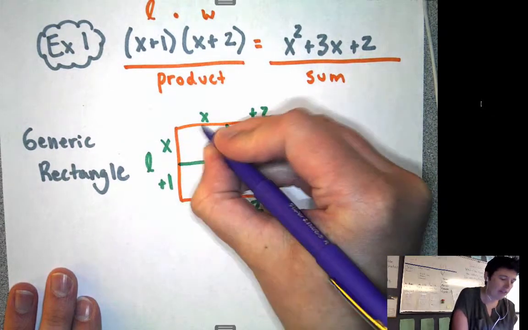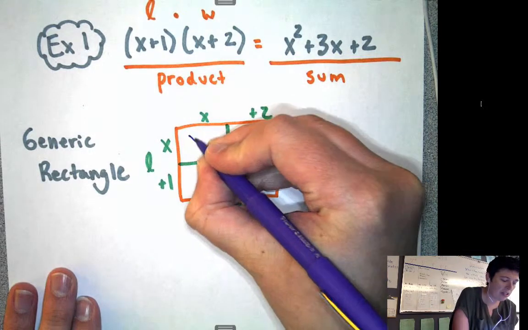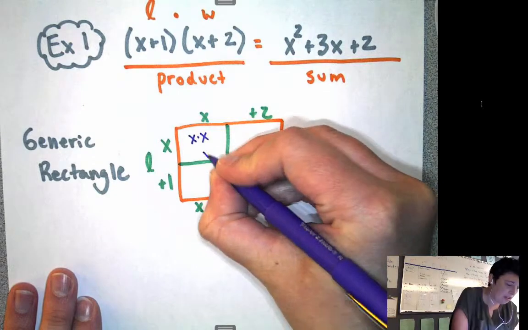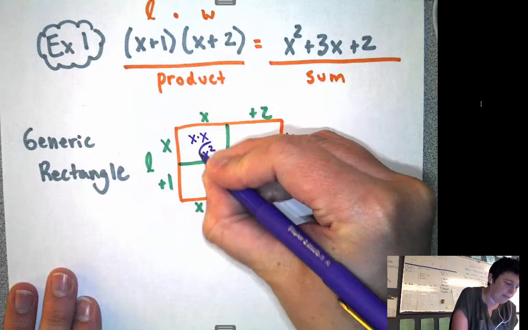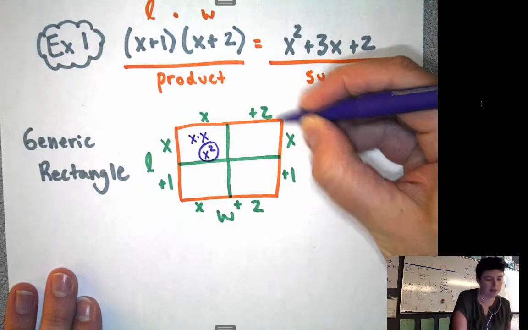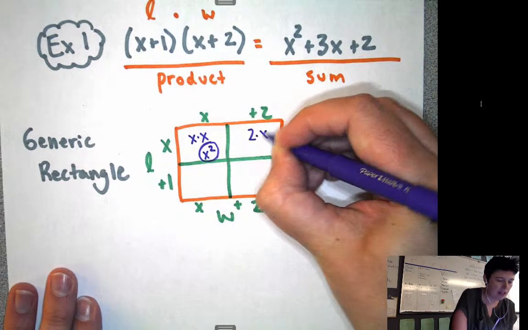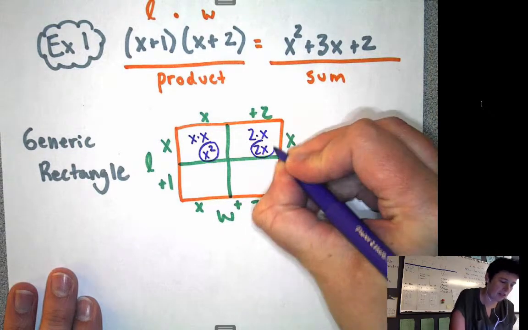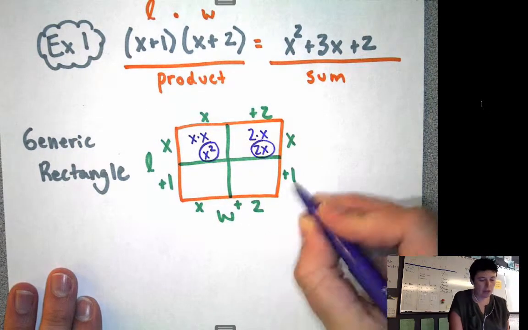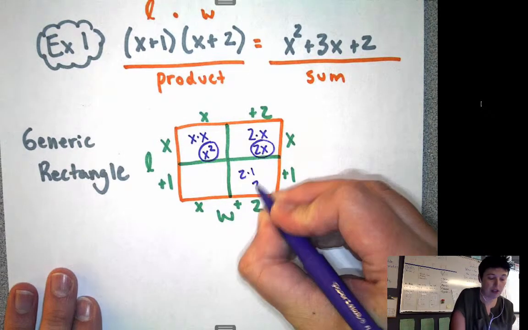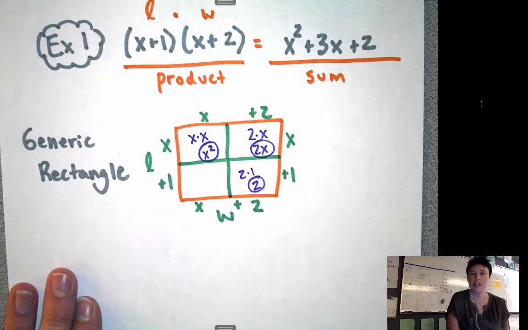So in this corner, I have an x and an x. So if my length times width was x times x, what's x times x? X squared. Let's circle that. That's that corner. In this corner, I have 2 times x. 2 times x is 2x. There's the area of that section. Let's circle that. In this corner, I have a 2 and a 1, so I have 2 times 1, which we all know is 2. So that little area is 2.